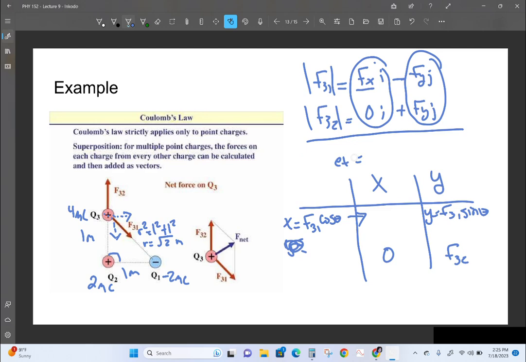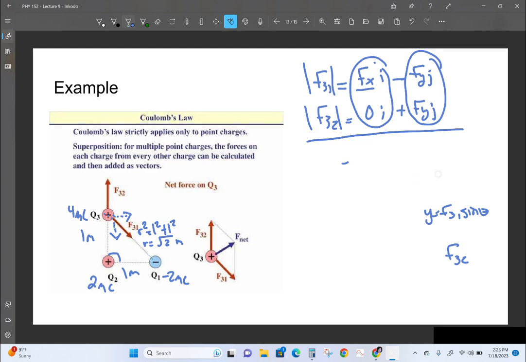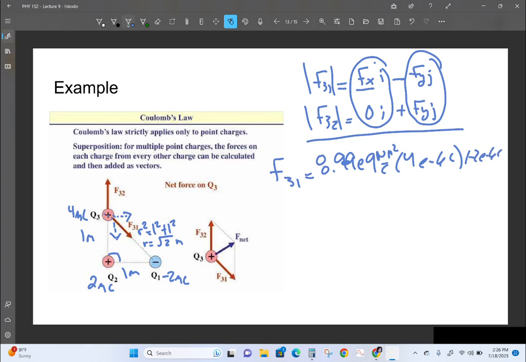So the first thing I'm going to do is concentrate on finding that vector that's at an angle and writing it in x and y notation. So to find F31, I'm going to take 8.99 e to the 9. I'm going to multiply it by 4e to the negative 6 coulombs and negative 2e to the negative 6 coulombs. And I'm just going to take the absolute value of that and divide it by the square root of 2 meters squared.